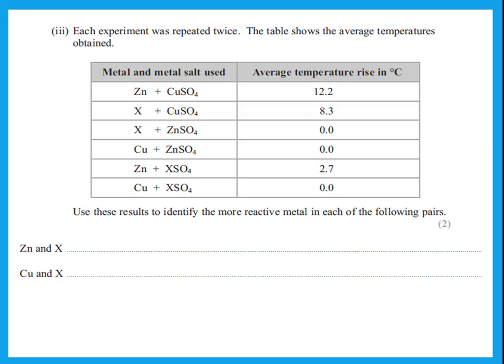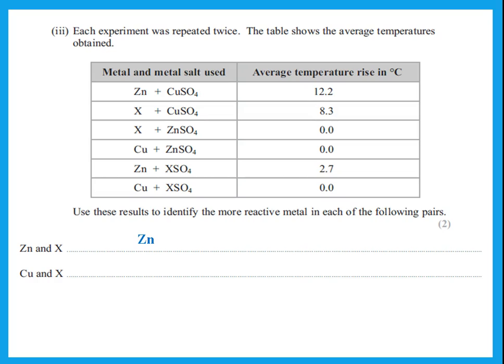So if he's comparing zinc and X, where is zinc and X? Then I need the equation that says X plus zinc sulfate. Now, X plus zinc sulfate did not give me anything. But zinc plus X sulfate gave 2.7. Can you see that? So you're comparing these two. The one that gives a temperature rise was zinc plus X sulfate. That means which one is more reactive? It is the zinc. When you put X plus zinc sulfate, it didn't react. That means that the X is not more reactive than the zinc.